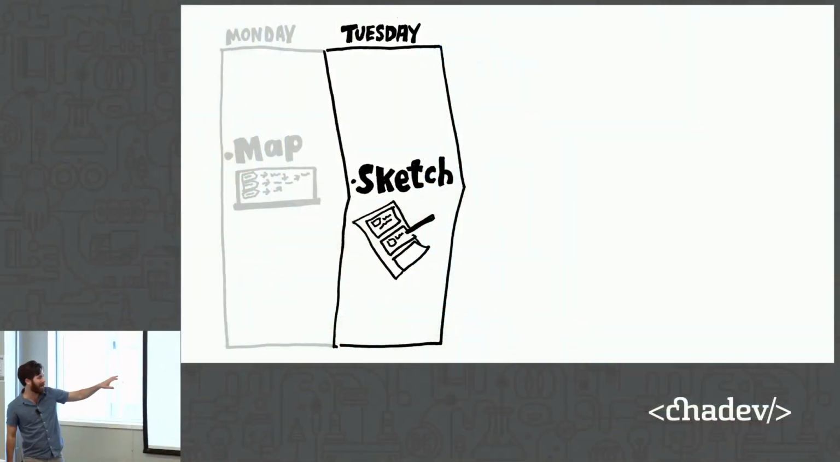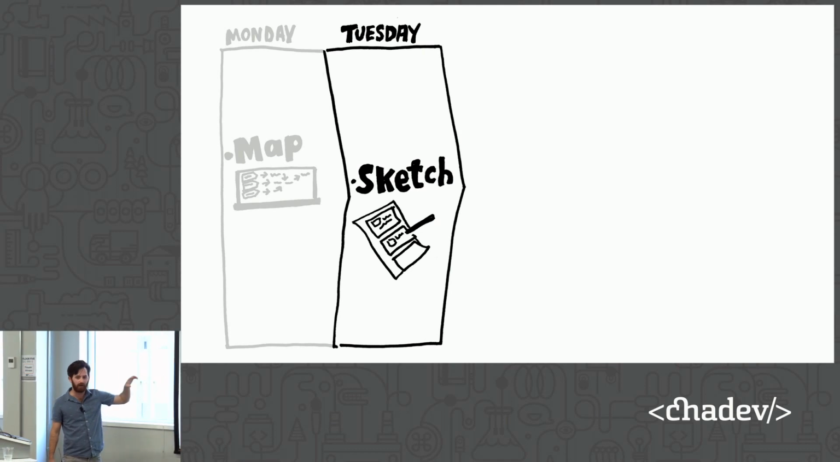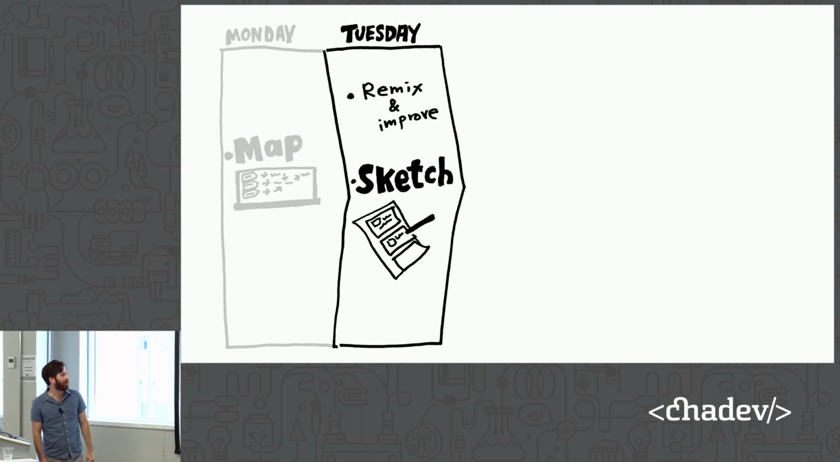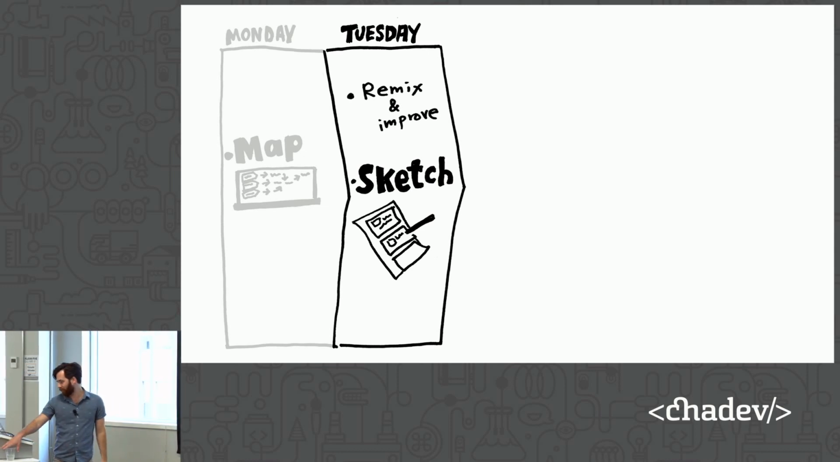Tuesday you'll be sketching. So you've identified where you want to go and the area that you want to focus on, and then you get to this part. But before you actually start sketching ideas and solutions, you're going to see what's been done before in a process they call remix and improve.